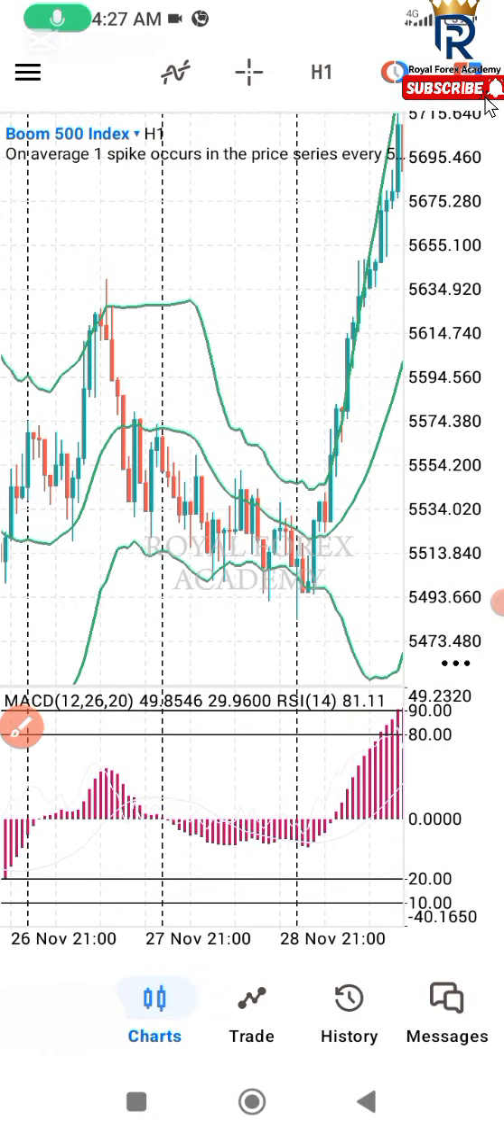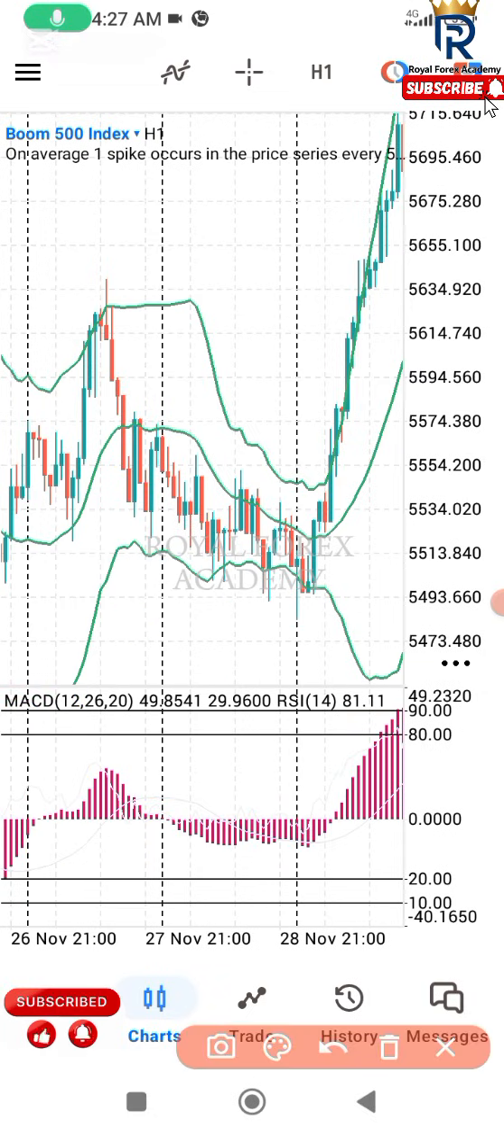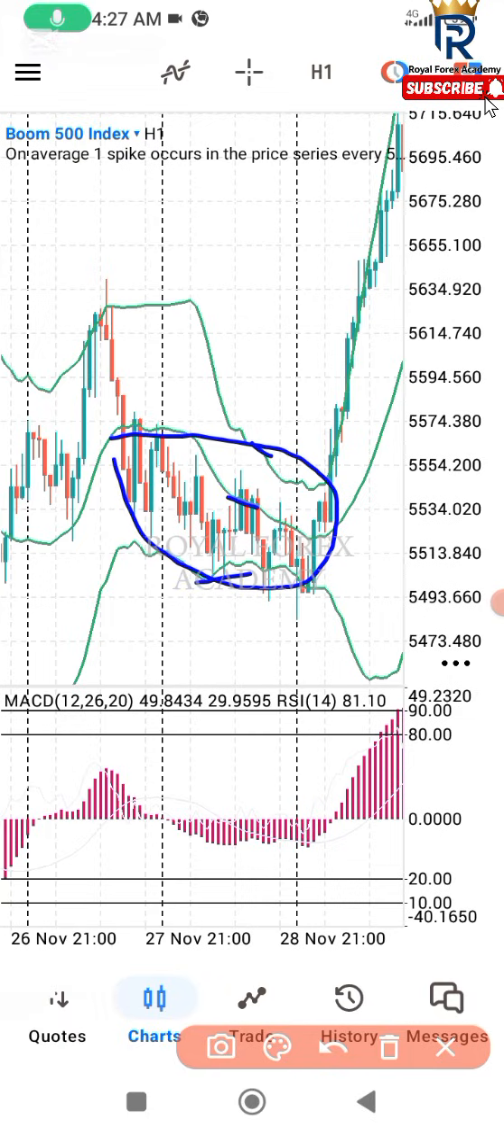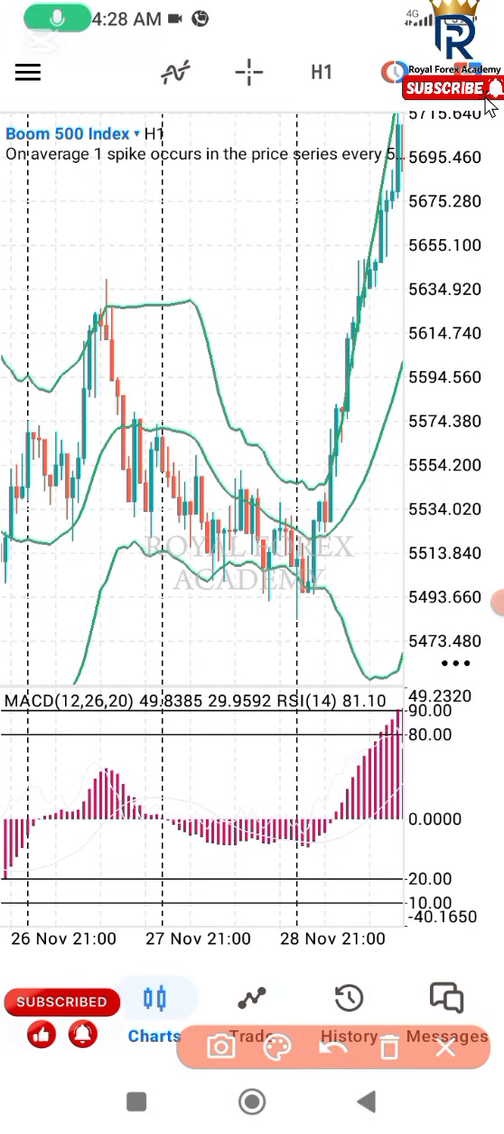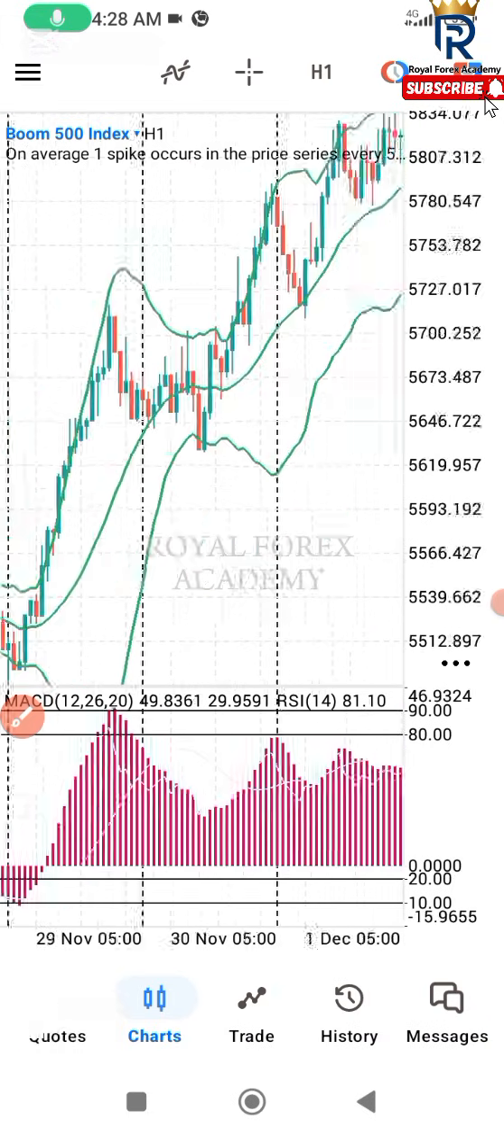Also, you will notice that the Bollinger Band is shrinking. You can see it here. The upper Bollinger Band, middle Bollinger Band, and lower Bollinger Band are all shrinking. But in this scenario, see how the upper Bollinger Band expands to the upside. This shows the presence of momentum.